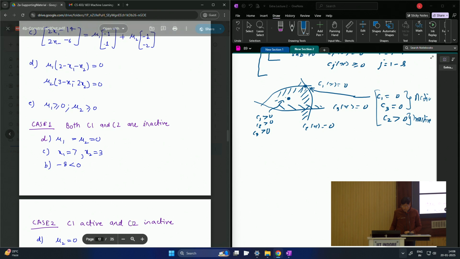It says C1 is active and C2 is inactive. So if C1 is active, which means that mu1 can be anything. This is equal to 0. It's given to you. And C2 is inactive, which means this is greater than 0, but mu2 becomes 0, which is written here. Can you solve it now? The case B. Do it with me once, because like I said, tomorrow when I do it, it will come all of a sudden, because I'll do it in a general form. I'll not do it for a smaller problem.